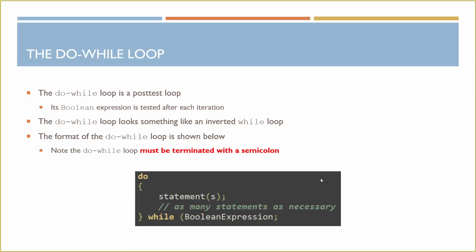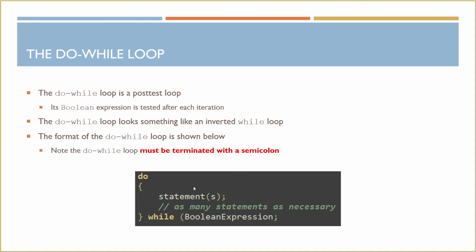Another kind of loop we have is the do while loop. And this loop is very similar to the while loop, but it has a big difference. This loop is a post-test loop. Remember we said the while loop was a pre-test loop. In a do while loop, or a post-test loop, our expression is actually going to be tested after each iteration. So a while loop tests the expression before the iteration. A do while loop tests the expression after the iteration. And it kind of looks like an inverted while loop.